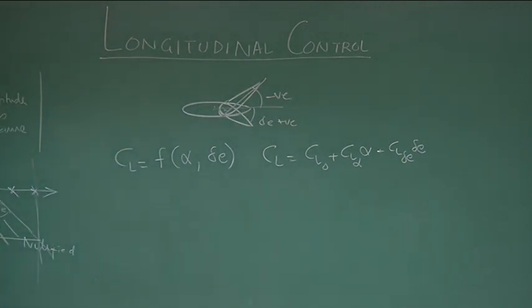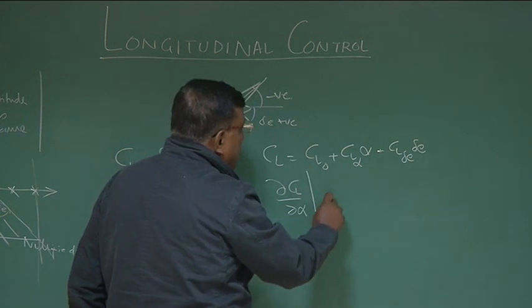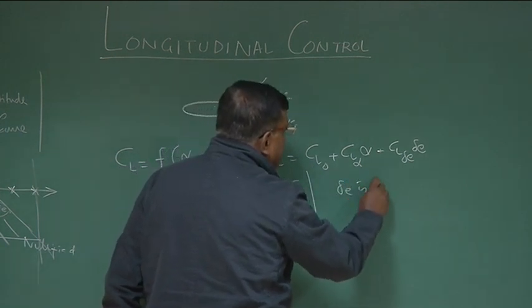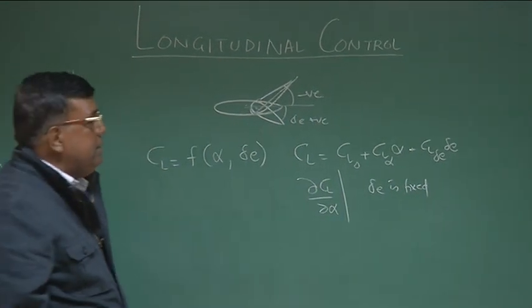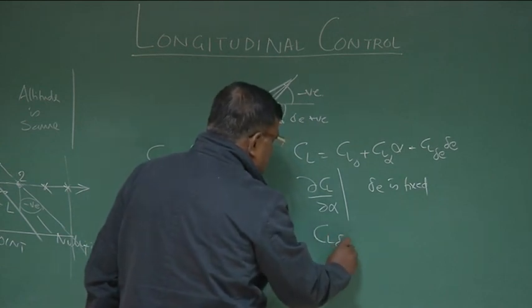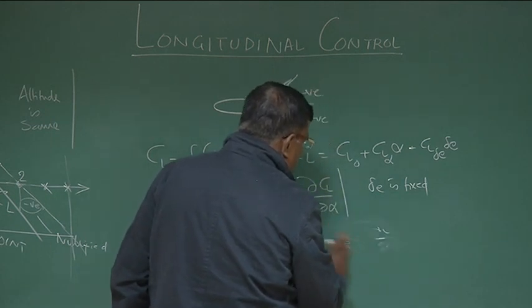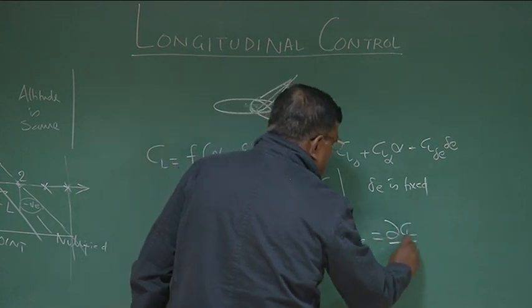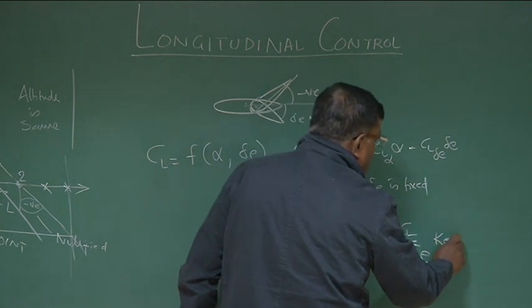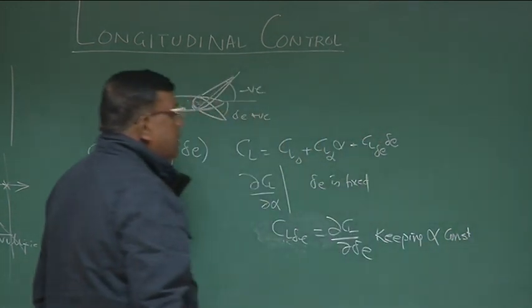We know what CL naught is, and we also know what CL alpha is. It is a partial derivative, that is dCL by d alpha, where delta E is fixed. That is, it's a partial derivative. I am changing one variable at a time. So that is CL alpha. Similarly, CL delta E is dCL by d delta E, keeping alpha constant, because these are partial derivatives.